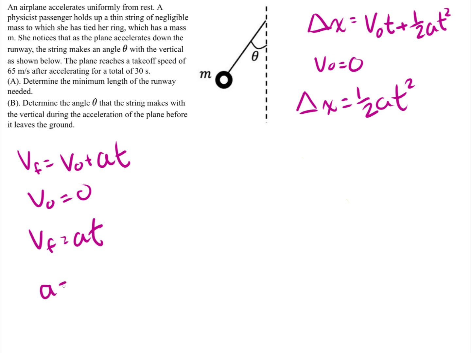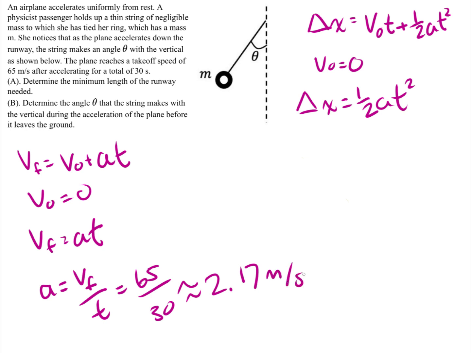Solving for the acceleration, it is equal to the final velocity divided by the time, which is 65 meters per second divided by 30 seconds, which is about 2.17 meters per second squared. So that is the acceleration. Now all we need to do is plug everything in to find the displacement, or the minimum length of the runway before it takes off.